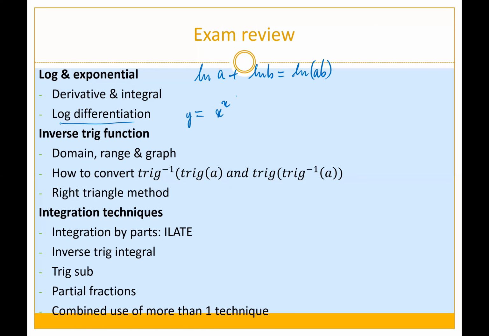Then we have inverse trig functions. In these sessions, I have a very nice table that summarizes everything, including the domain, the range, and also you need to know the general shape of the graph, like what is the graph of inverse secant and inverse tangent and inverse sine. Also how to convert inverse trig of a trig function and the other way around, and use the right triangle formula. The right triangle formula is really important for integrations as well, especially when you do trig sub, because you have to put it back into the form of x after you do trig sub.